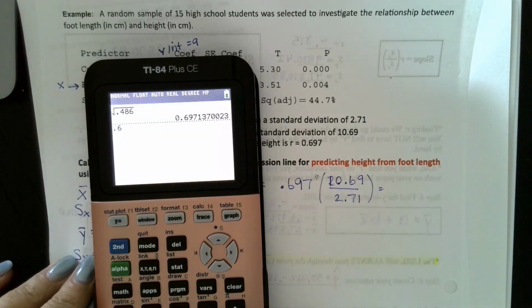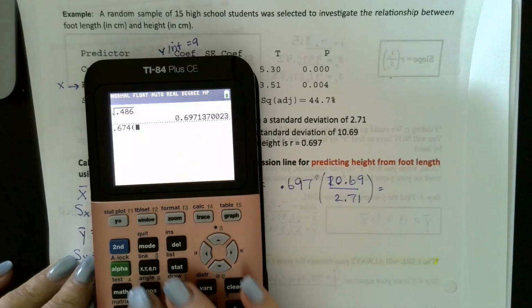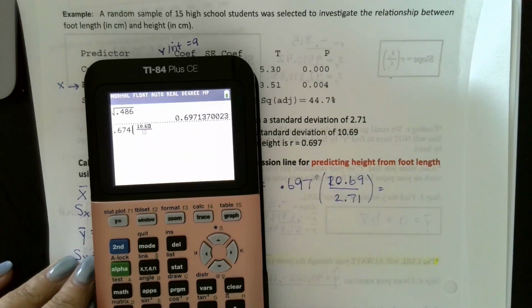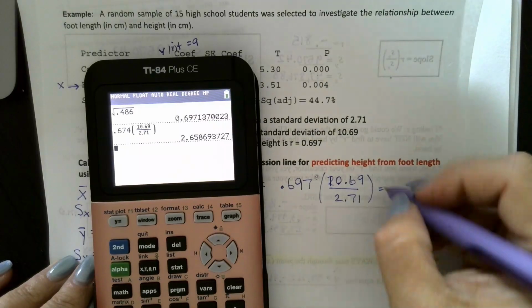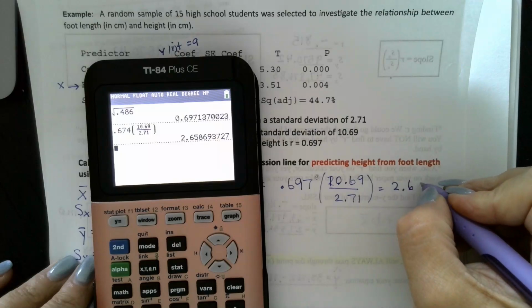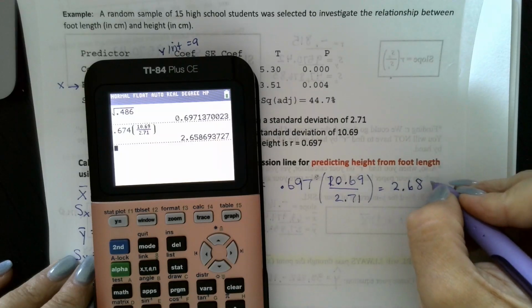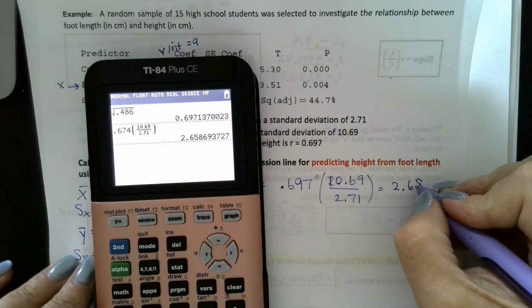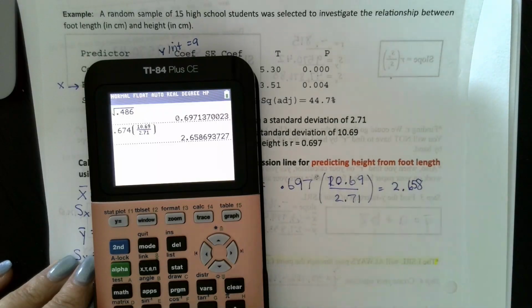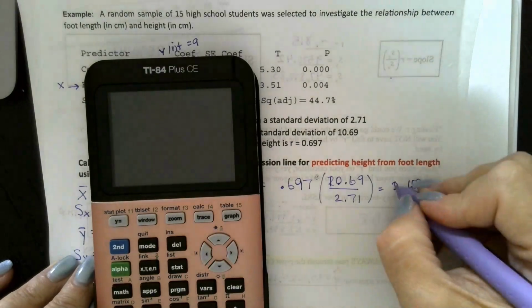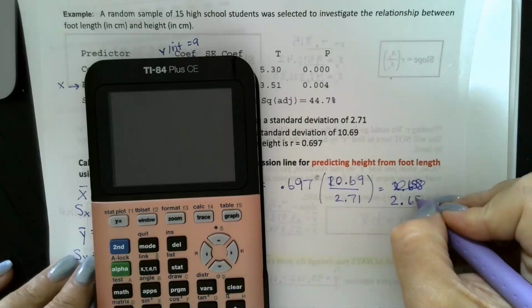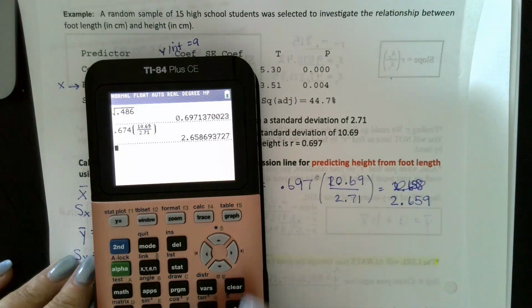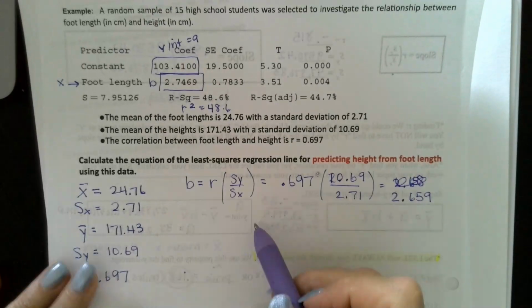So 0.697 times... 2.68. Oh my gosh, I'm having a brain fart. 2.668, 2.658, holy cow, 2.658. I'm going to change this because that's going to kill me. 2.659. That's really what it is. Okay, so I found that, and now I need my intercept.